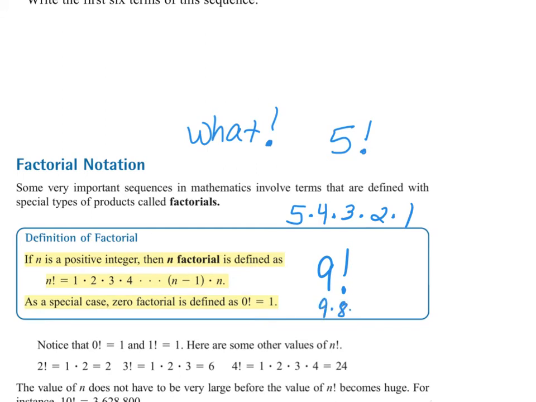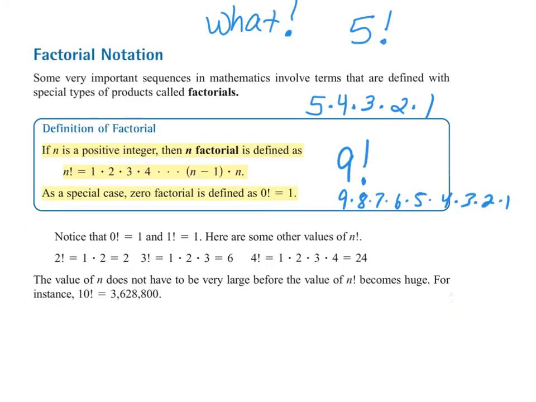9 times 8 times 7 times 6 times 5 times 4 times 3 times 2. Do I have to write the 1? Yes. You don't have to. If you do, it's fine. If you don't, I'm not upset about it. But factorial, when you have a number with the exclamation point behind it, all that means is the number that you see and then multiply everything behind it.